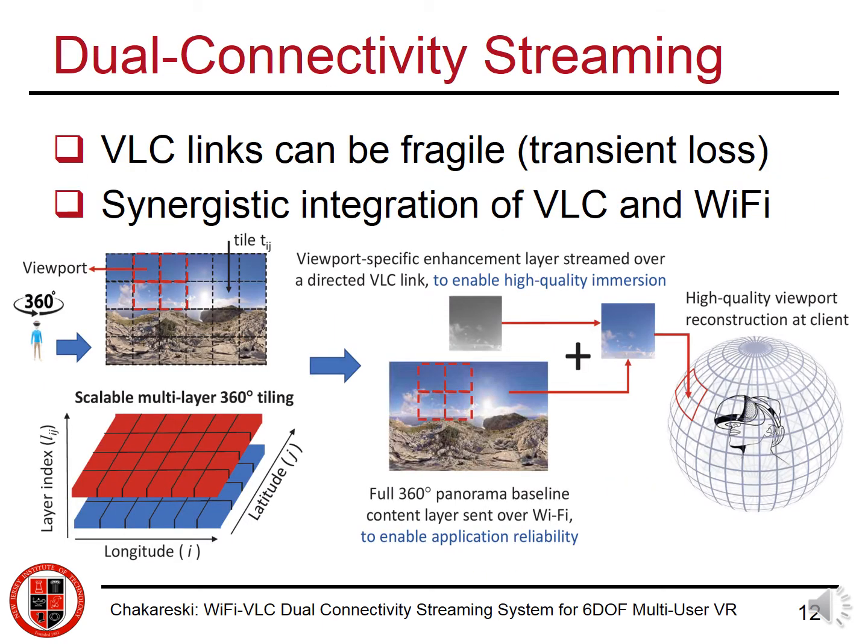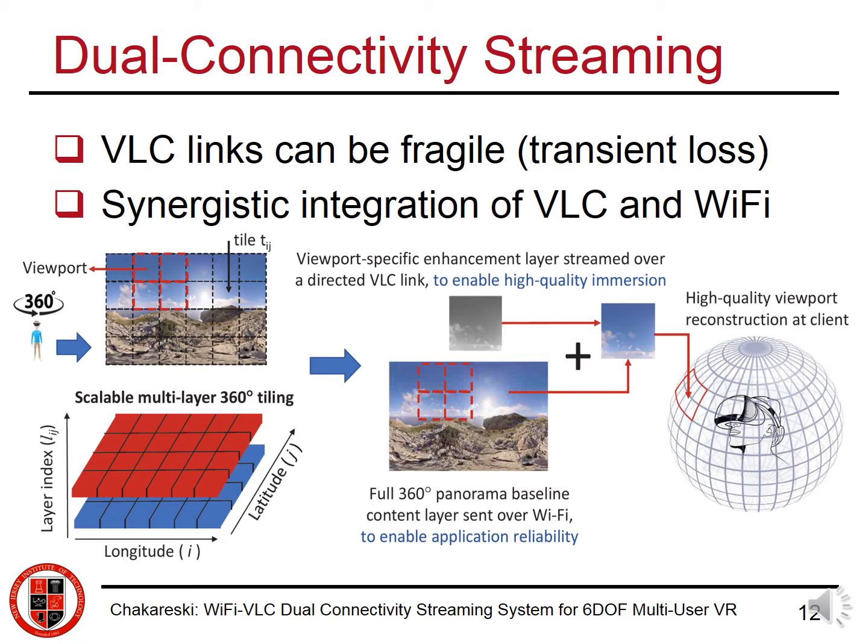Mobile VLC links can be sensitive to misalignment that can induce transient connectivity loss if they are used exclusively. Therefore, we pursue the synergistic integration with Wi-Fi and the design of the two scalable content layers sent to a user. Concretely, the baseline content layer comprises the full 360 panorama for the user and is sent over Wi-Fi to enable application reliability. The viewport-specific enhancement content layer is sent over the respective VLC link to enable high-quality immersion.